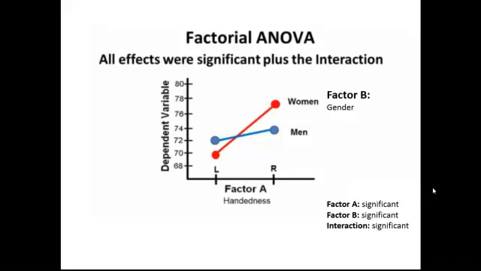And then when we look at the interaction, that says, is there a change in the relationship of A and B when you look at them together? And what you can see here is that the lines cross, and so for left-handed individuals, women have a lower value for the dependent variable than for men, but if you're looking at right-handed individuals, the women have a higher value than men, and that represents the significant interaction.